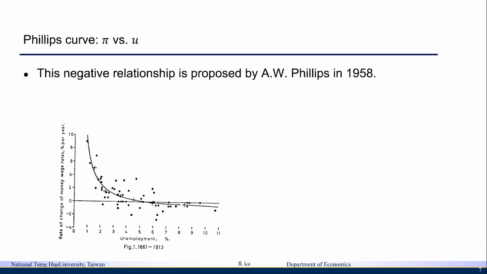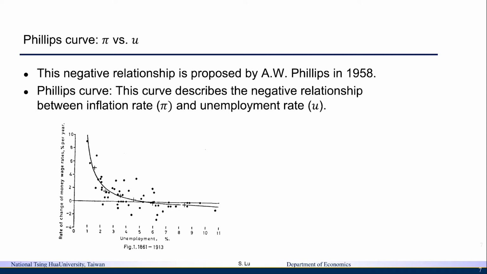In his paper published in the Quarterly Journal of Economics in 1958, it says that there exists a negative relationship between the nominal wage rate and the unemployment rate. The people after him interpreted this result as the negative relationship between the inflation rate and the unemployment rate. Therefore, people term this relationship as the Phillips curve. We say that this curve describes the negative relationship between the inflation rate and the unemployment rate.